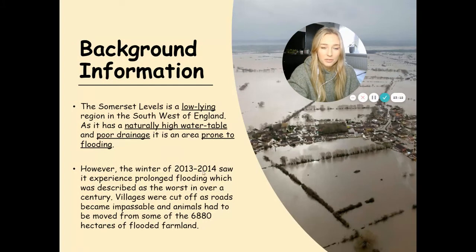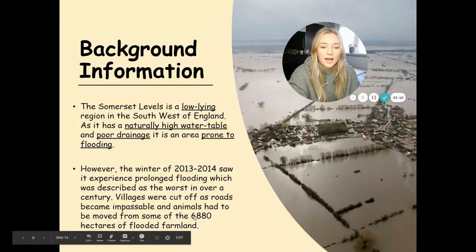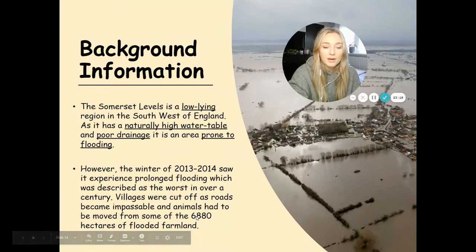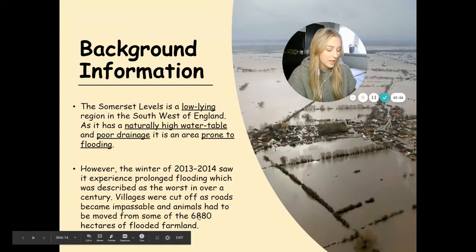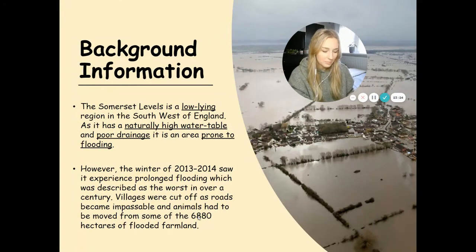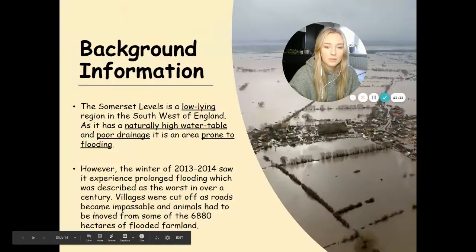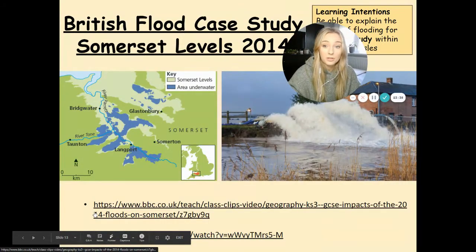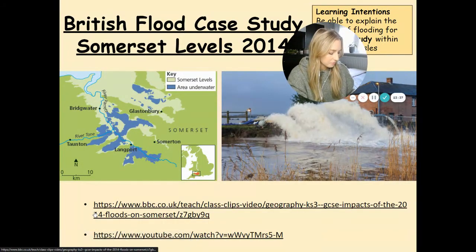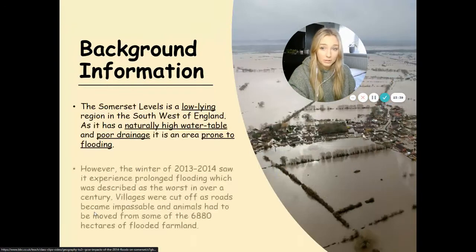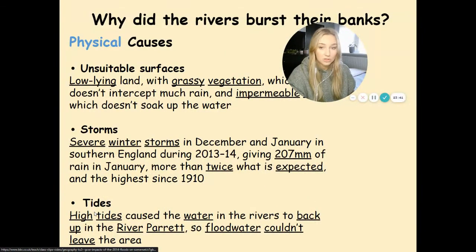Then you have another few figures to include there. So you're saying when it flooded, and then there's a nice figure there, saying exactly how many hectares of farmland was flooded in 2014. So you can copy that in. You can use the videos from the previous slide if you want to include anything extra for your background information. And then the main bulk of your case study is the causes of flooding.